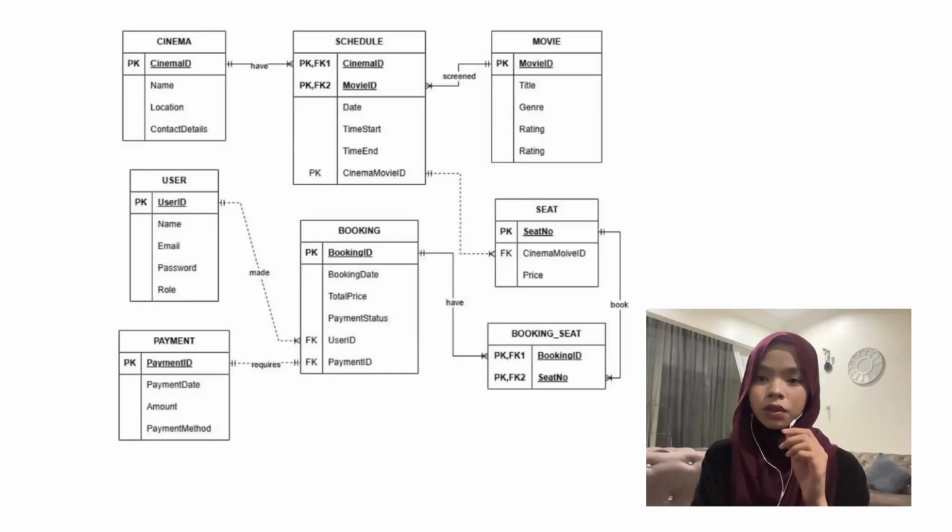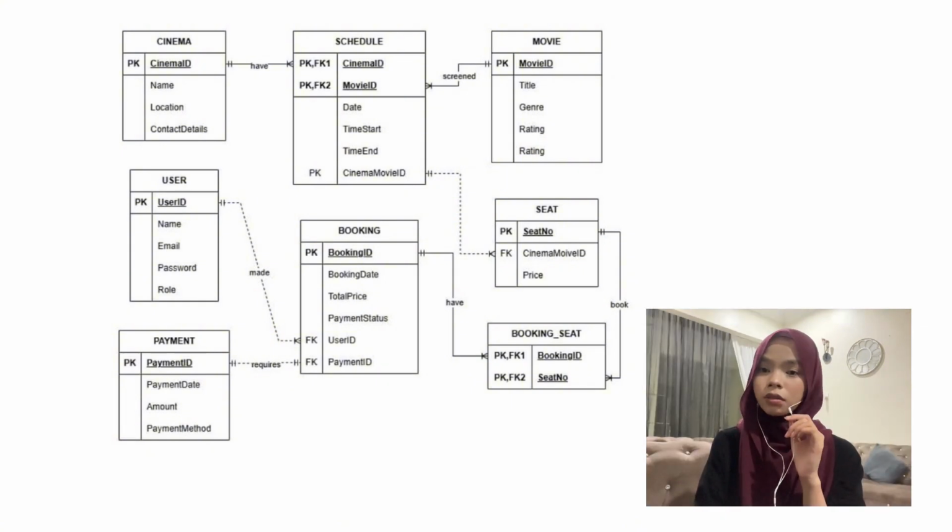Thank you. So now I will present a database system design for a cinema ticket booking system. The goal of this design is to ensure that movie schedule, user management, seat bookings, and payments are seamlessly integrated into a well-structured database. I will explain more details about each entity.